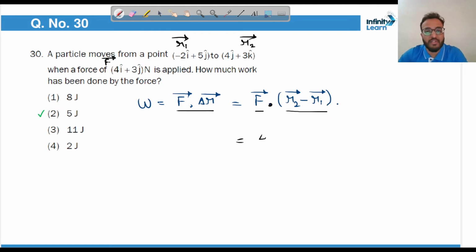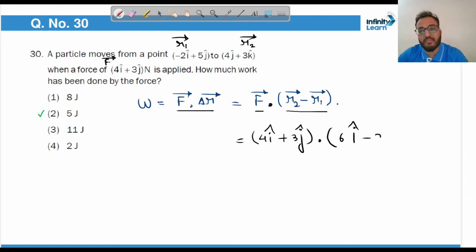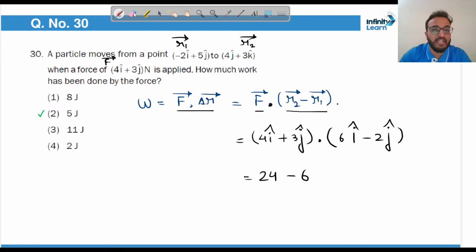So it will be how much? 4i cap plus 3j cap dot 4 minus minus 2, 6i cap. 3 minus 5 is minus 2j cap. Now do it. 4 6 are 24 minus 6. Oh my god, k cap, k cap, k cap. Be very careful, very, very careful.